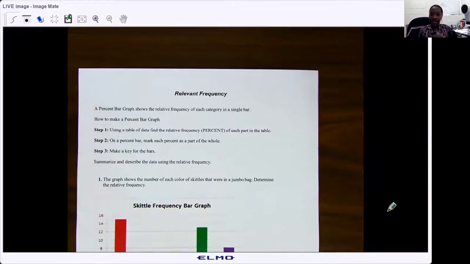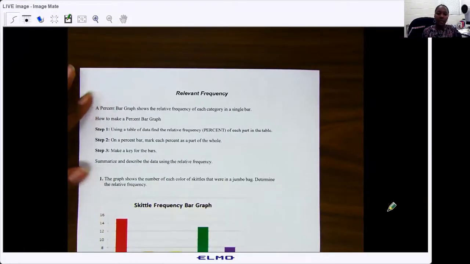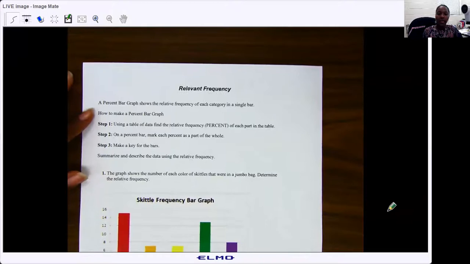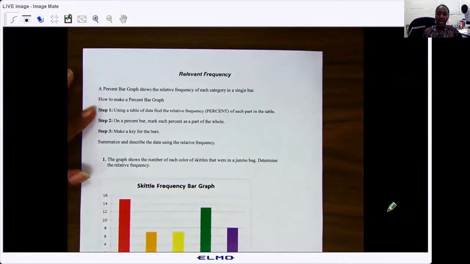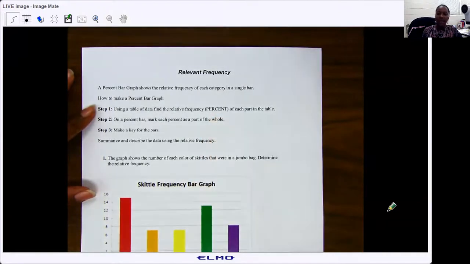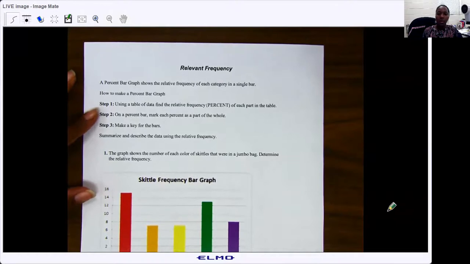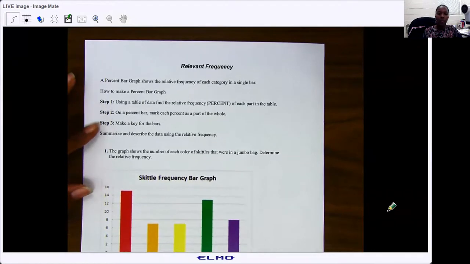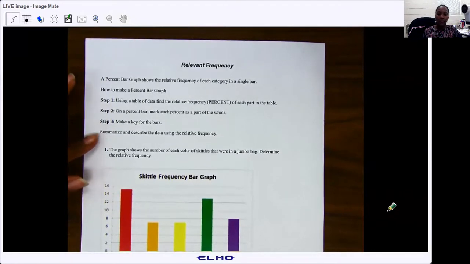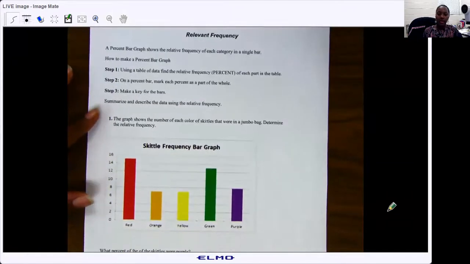All right, so just a reminder of what we did yesterday, relative frequency. A percent bar graph shows the relative frequency of each category in a single bar. How do you make that percent bar graph? Using the table of data, find the relative frequency, which is your percent, of each part in the table. On a percent bar, mark each percent as part of the whole, and then make a key for the bars, okay? All right, let's look at our question for today.